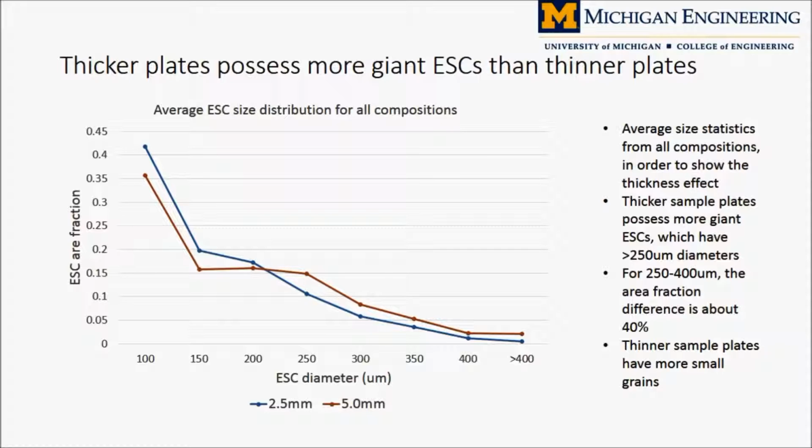In order to illustrate the plate thickness effect on size distribution, the ESC area fractions for different compositions were averaged to derive this figure. Thicker plates possess more ESCs of diameter ranging from 250 to 350 microns, but fewer ESCs of smaller than 150 micron diameter. For ESCs with a diameter of 200 microns and larger than 400 microns, both thicknesses show the same area fractions. In general, thicker plates possess more giant ESCs than thinner plates.